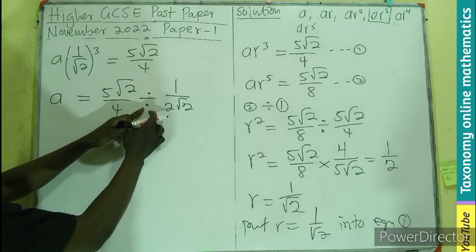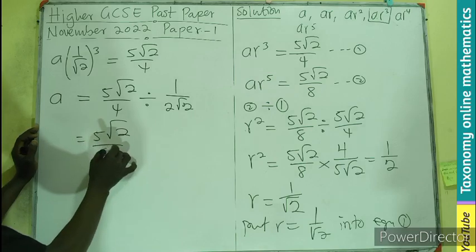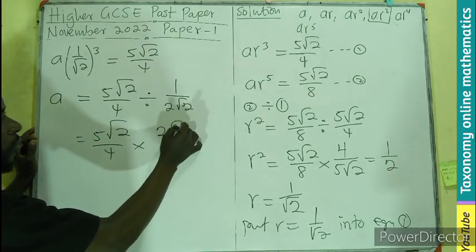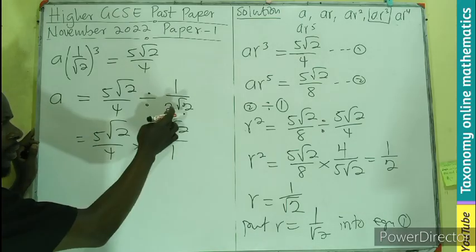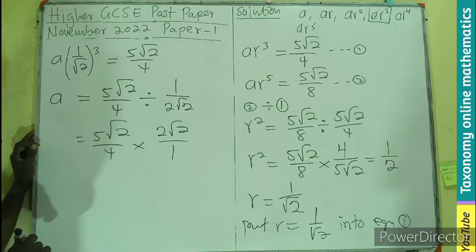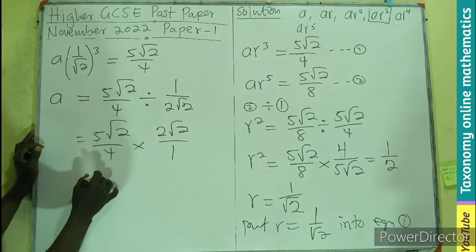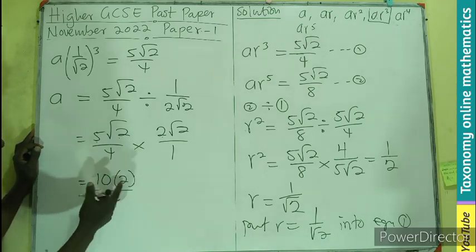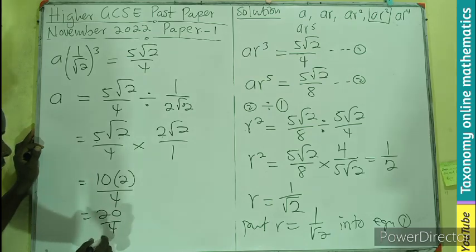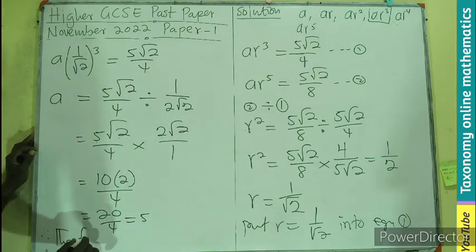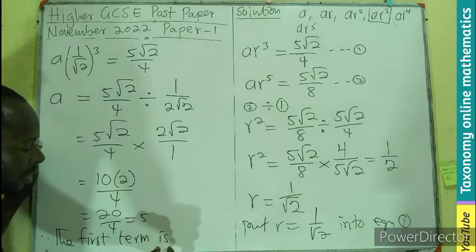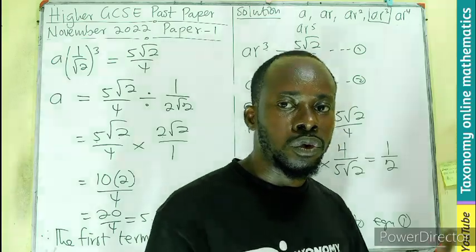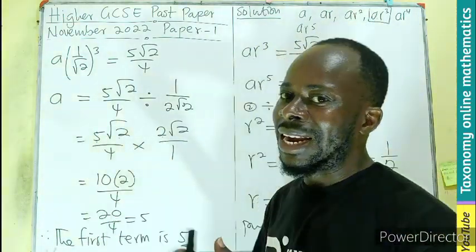Good. So now we are dealing with a fraction divided by a fraction. So 5 root 2 on 4 times, let's flip over, 2 root 2 divided by 1. This is going up, this is coming down. Is that not it? Good. So we are multiplying. 2 times 5 is 10. Root 2 times root 2 will give you 2, divided by 4. This is going to be 20 divided by 4, and that will give you 5. So therefore the first term is going to be 5. 5 is the first term. If you multiply that by 1 on root 2, you get the second term, and you can generate the GP in that direction. I'm sure you follow.